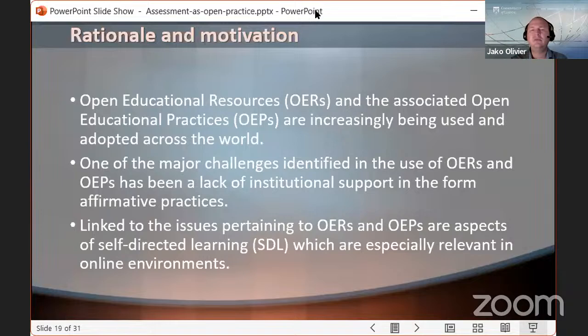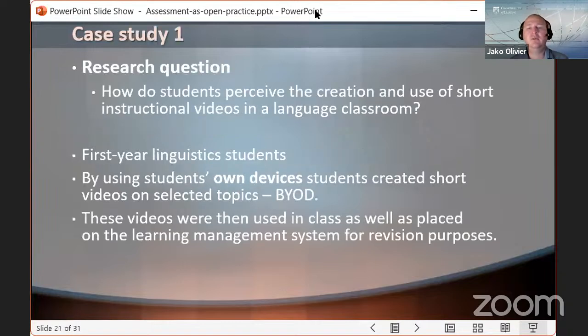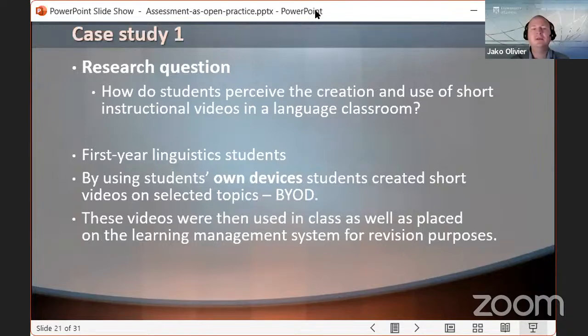All of this we have to see within the broader frame of open educational practices. And as I stated right at the start, it's very much linked to self-directed learning. So I've got two cases that I want to briefly tell you about, and this is things that I've done in class or colleagues have done in class to create renewable assessments. And the first one was specifically videos for specific terms and concepts. And here I explored short instructional videos, and one can even extend it to micro videos, so very, very short videos. And getting students to actually use their own devices.